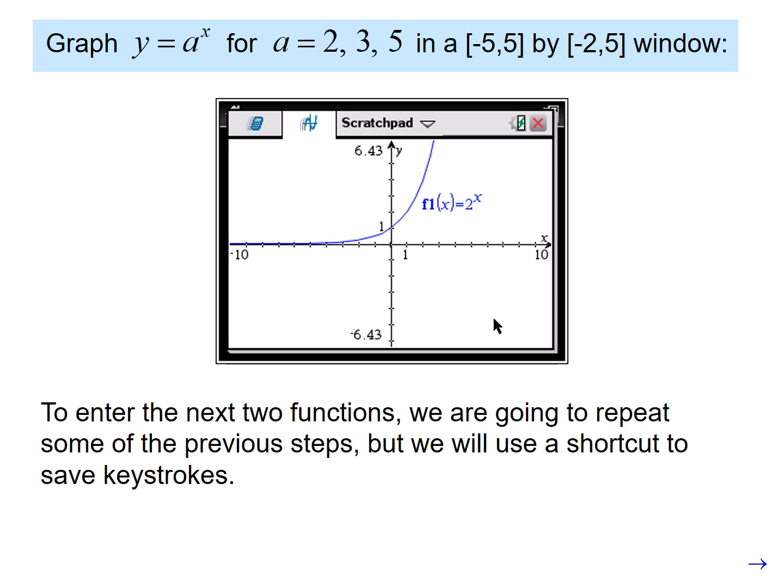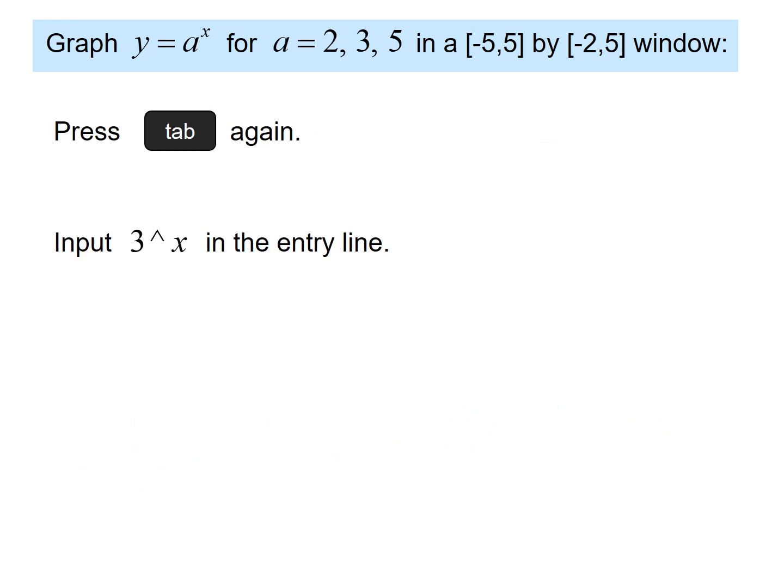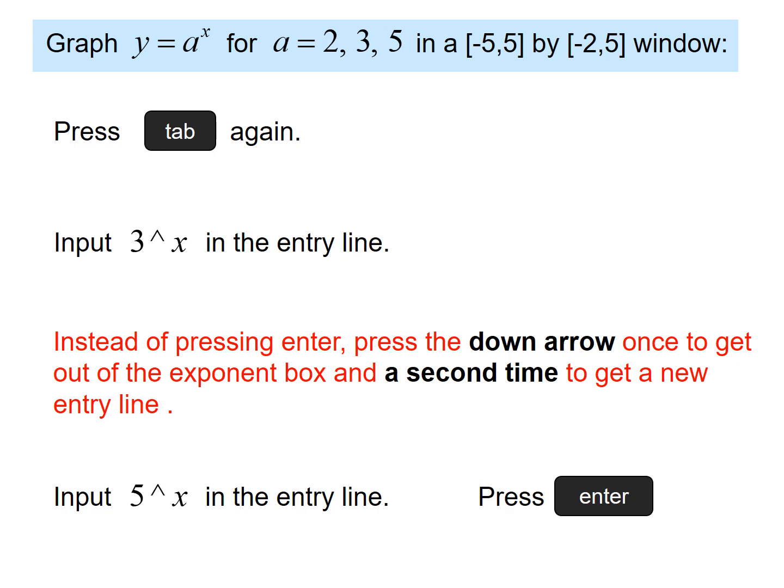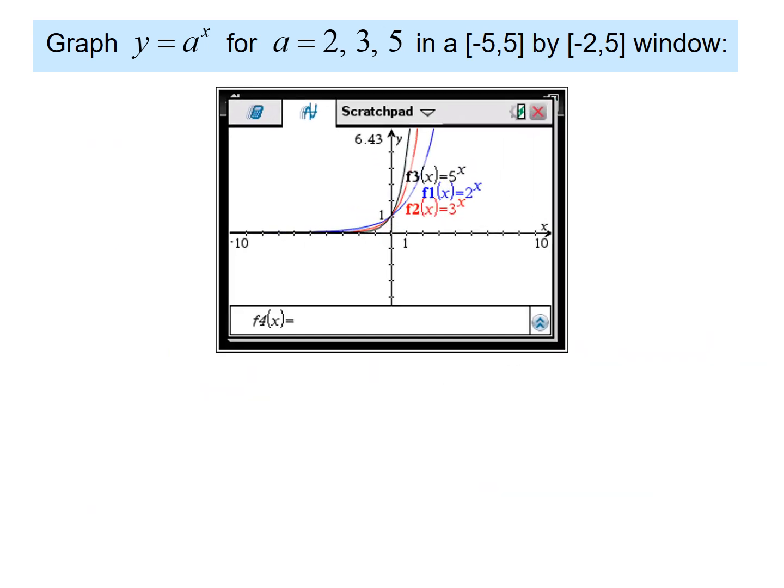And if we want to put in multiple functions at a time, we can do that. Press tab. So we press tab again, input 3 to the power of x into the second function line. And you could press enter and then press tab again, or you could just press down and you'll go to the next function line. Input 5 to the power of x. Now, after you've pressed enter, you can see all 3 functions at the same time.